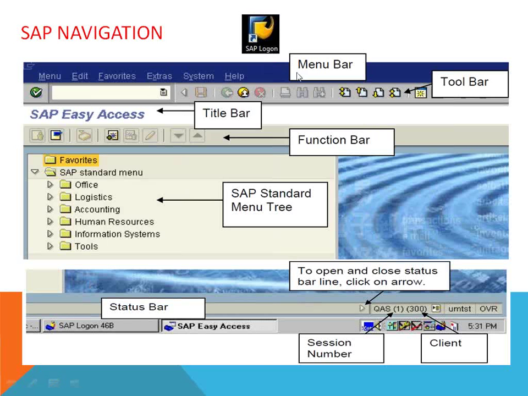So this SAP navigation screen is meant for users. Here you can see that this is the SAP menu bar, this is the SAP toolbar, this is the SAP title bar, this is the SAP function bar, the SAP standard menu tree is there, the SAP status bar is there, SAP session numbers and SAP client numbers are there, and this is to open and close the status bar. If you click this one, it will close; if you uncheck it again, it will open up this way. All this information is how the very first SAP screen basically looks like.